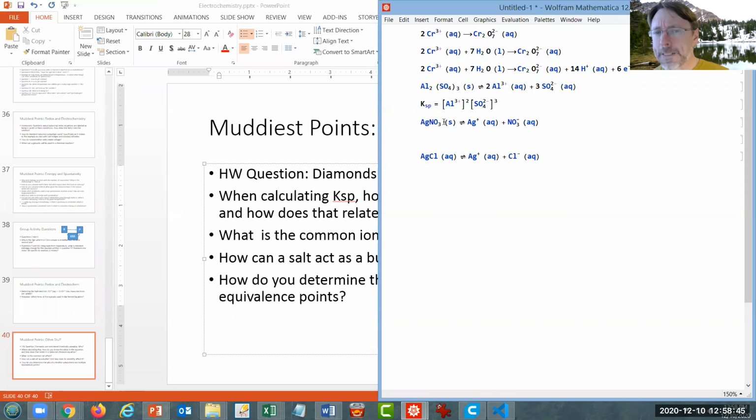But if you add some silver nitrate to the system, then that silver nitrate is going to increase the silver concentration in this reaction as well. And so you're going to end up getting more precipitate of silver chloride because of the common ion effect from the silver that you have added.